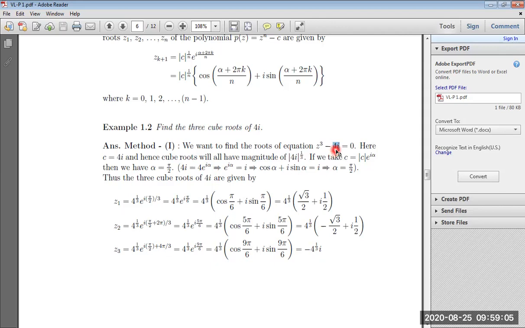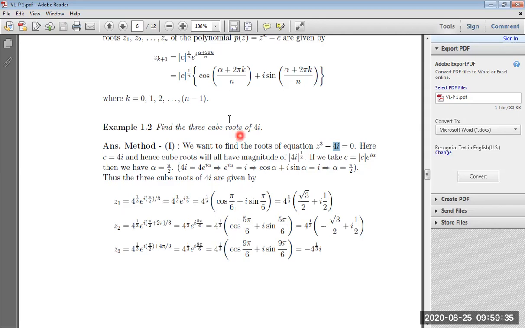Now in the previous lecture we also found the cube roots of unity 1. In that case, what you have to do is solve the equation z to the power 3 minus 1 is equal to 0. So you can apply this method to find the roots of that equation also. So this is one method to find the cube roots of a given complex number.